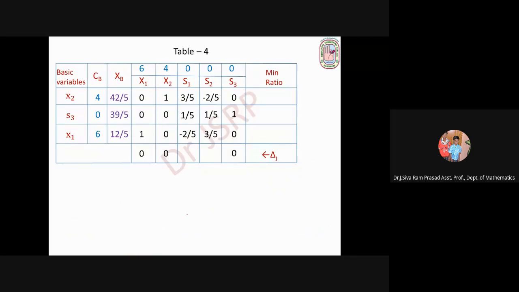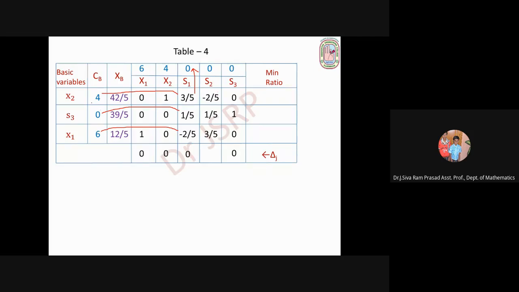Okay. Now calculate delta J values. So delta J value for S1. CB into S1. That is 4 into 3 by 5 plus 0 into 1 by 5, 0, plus 6 into minus 2 by 5. This is 4 into 3, 12 by 5. This is 0. This is minus 12 by 5, 0 minus cost 0. So you get 0. For S1, delta J is 0.